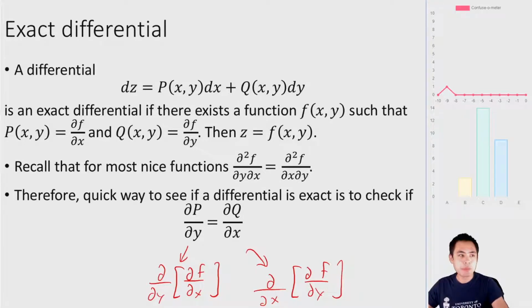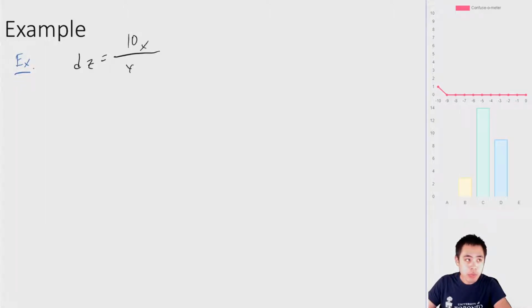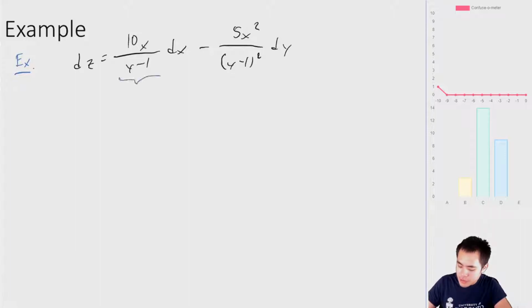Let me give a couple of examples. In the first example, note that this is what we computed as the total differential, so this should be an exact differential. ∂z = (10x/(y−1)) dx − (5x²/(y−1)²) dy. Here, the first coefficient is our P(x,y), and the second is our Q(x,y).